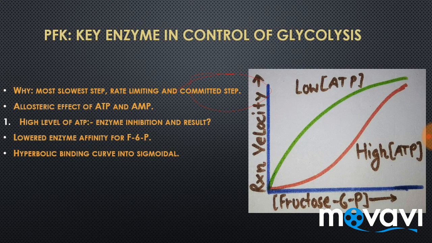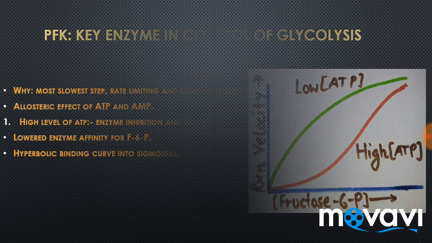See here, this is a picture. You can see there is a green line and a red line. This green line demonstrates low ATP. When there is low ATP, the curve is hyperbolic, that is, the reaction velocity is high. On the other hand, the red line is high ATP, where there is deactivation of this enzyme, which we have just seen. So this is just for understanding. Let's move to the next slide.